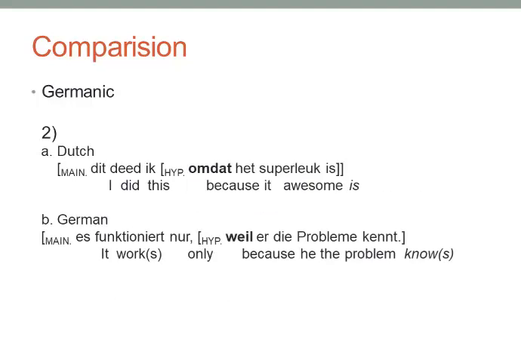In the Germanic field, we have, on the other hand, some differences. In Dutch, for example, in the following sentence, "dit deed ik omdat het superleuk is." I did this because it was awesome, or it is awesome. The main verb, the verbal phrase, in the dependent clause was relocated to the end of the sentence, and the same is going to happen in German. "Es funktioniert nur, weil er die Probleme kennt." It works only, or it only works, because he the problems knows. So, because he knows the problems.